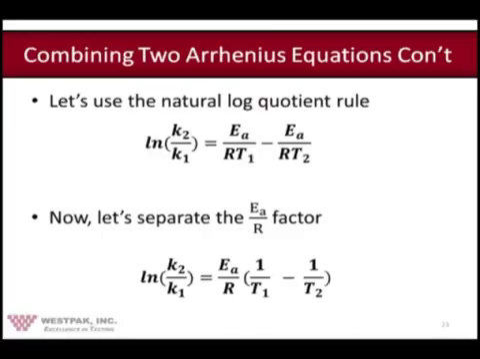Using the natural log quotient rule, we can then divide K2 by K1, which is no longer a reaction rate, but a ratio of 2 reaction rates, and it is unitless. In other words, the ratio of reaction rates becomes a function of the activation energy when temperature remains constant at 2 set points.